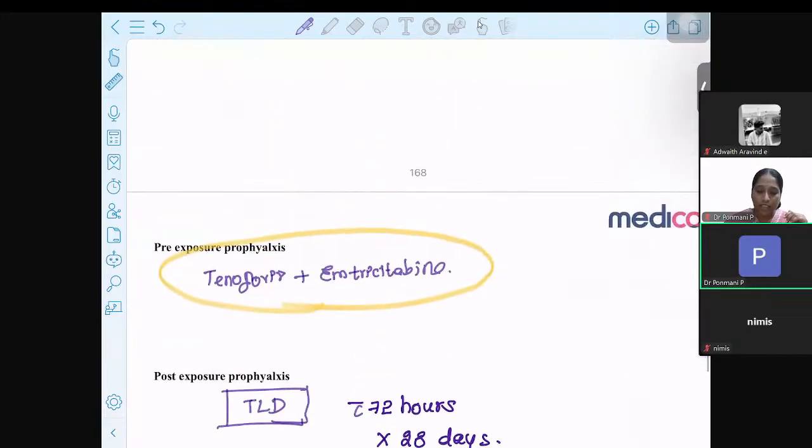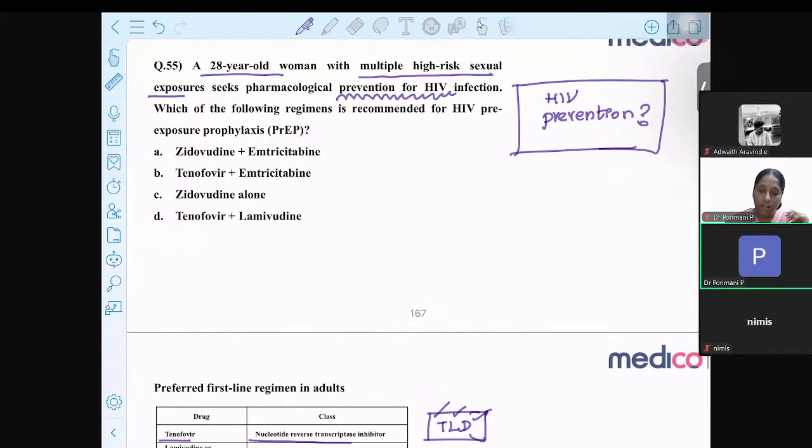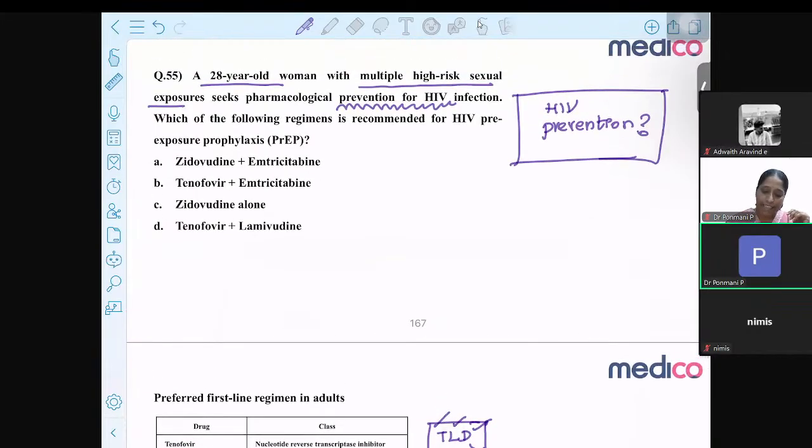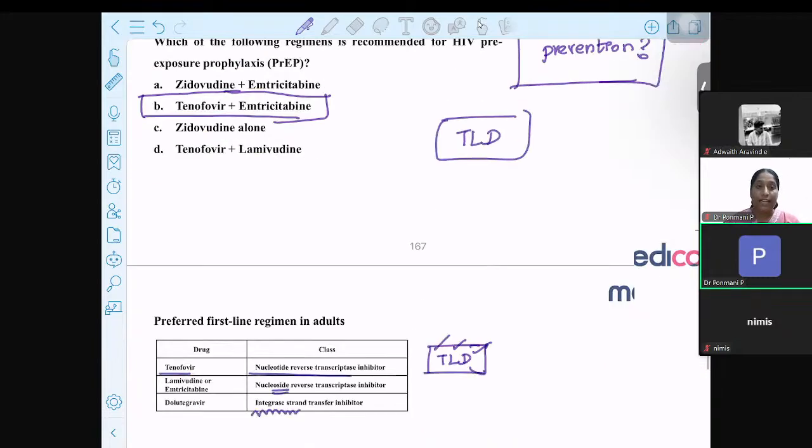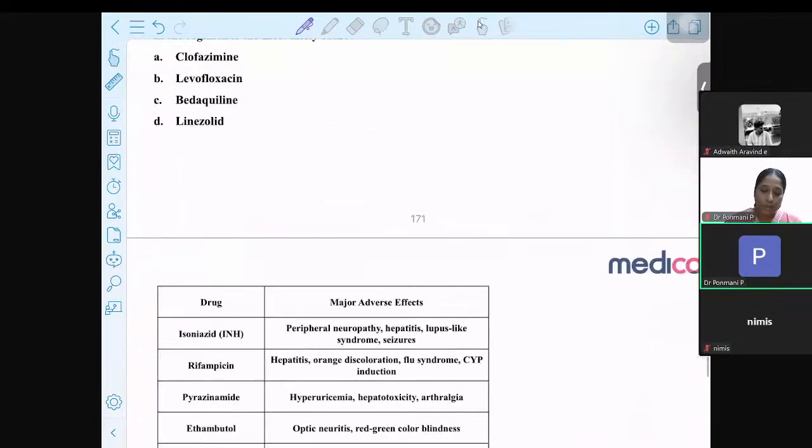So what is the answer here? For pre-exposure prophylaxis, it is tenofovir. We said it is a dual regimen, which is tenofovir and emtricitabine. Please note, for all other, it is the TLD regimen. Clear? So now moving on to the next question.